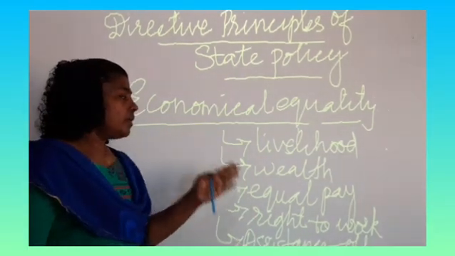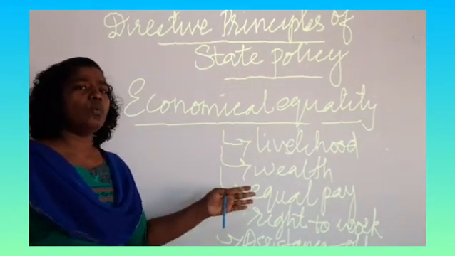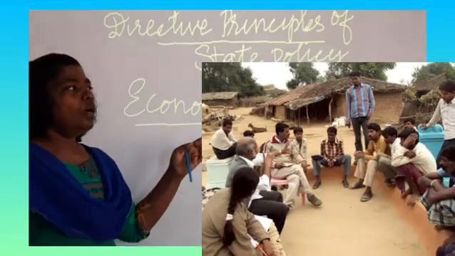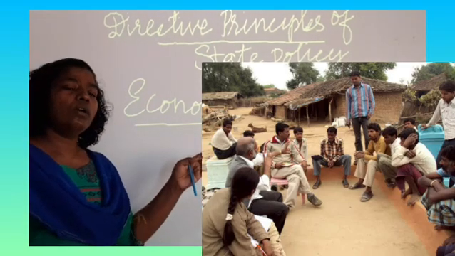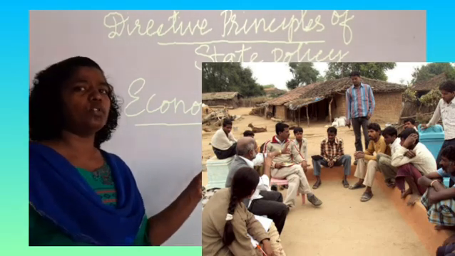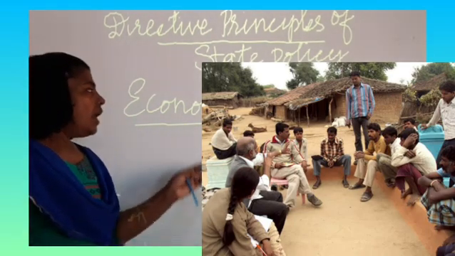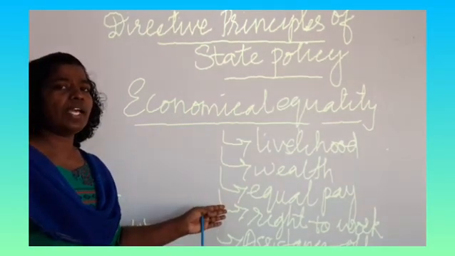And the last one is providing a decent livelihood, a decent way of living. If they want to live decently, what is the important thing? It is getting good opportunities, job opportunities, that make people live better. And this is the first classification of the directive principles.